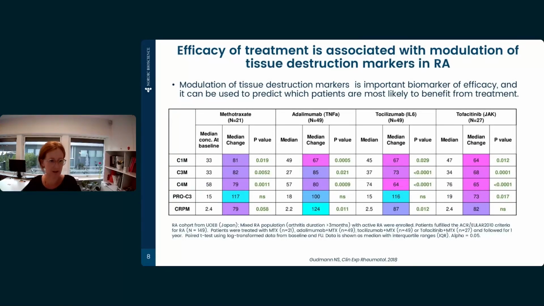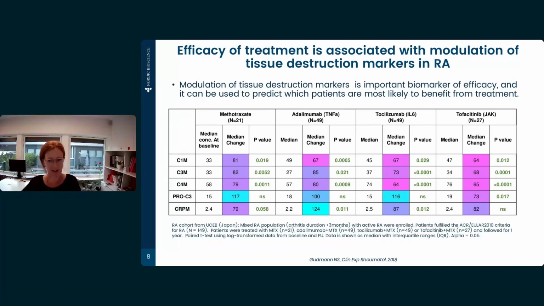Also, just to give another example, if we take C3M again to be consistent, we can also see in this study that methotrexate was compared to adalimumab, to tocilizumab, and to tofacitinib, so different pathways. What we saw was that the greatest effect was seen exactly with the anti-IL-6 and the JAK inhibitor here. But there was another interesting thing I want to highlight here, which, as also mentioned in the introduction, is that there is a fibrotic component in some of these.